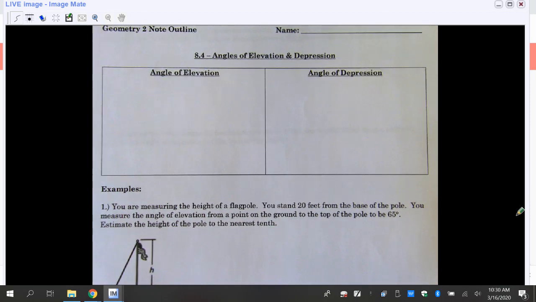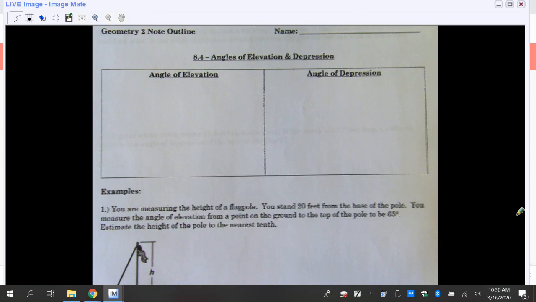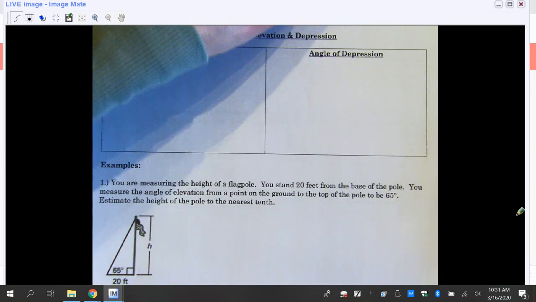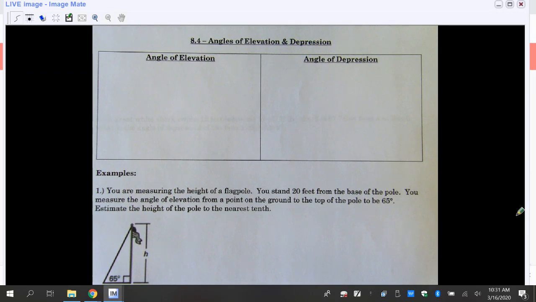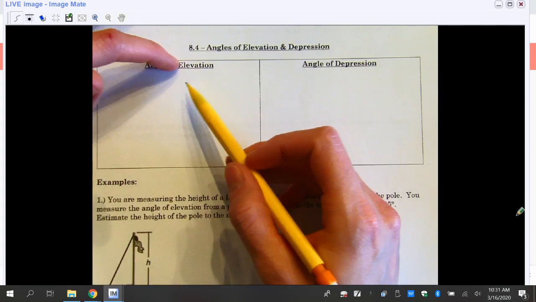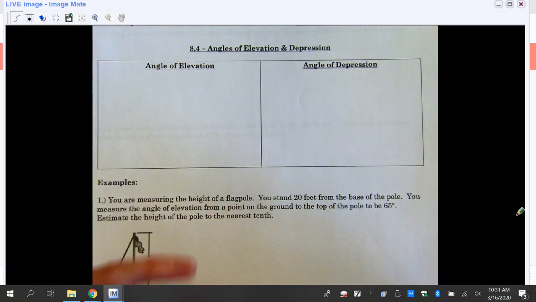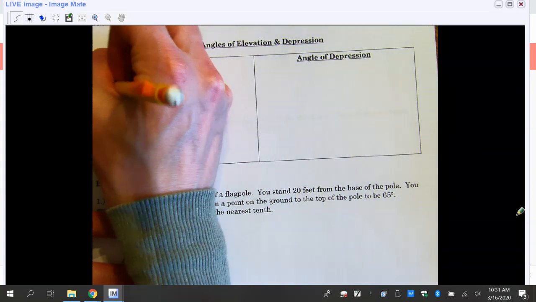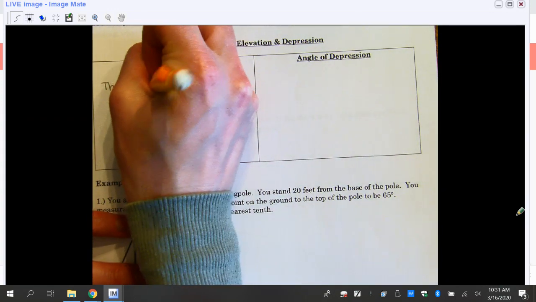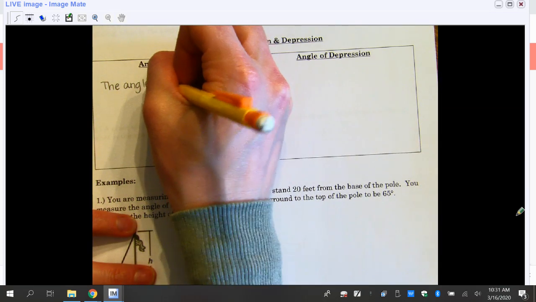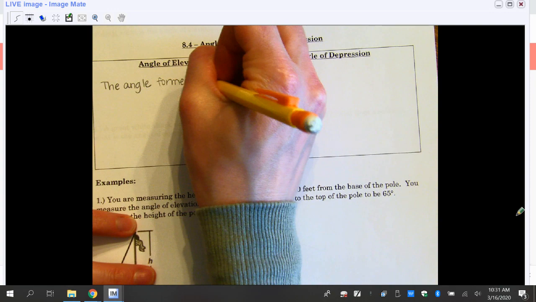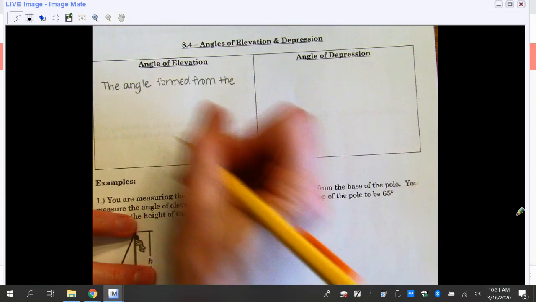Okay, so the two types of angles that you are going to be given in your description of what's going on are the angles of elevation and the angles of depression. And so when you think elevation and depression, you think going up or going down, right? But both of these angles are related to what I describe as the horizontal. So the angle of elevation is always the angle formed from the horizontal looking up.